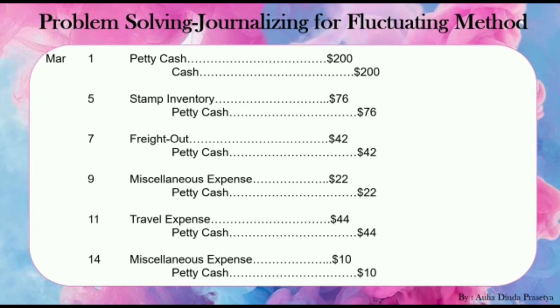US dollar. And March 7, the journal for freight out to petty cash amounting to 42 US dollar. So, for fluctuating method, the journal will be like chronological transactions. It will be journaled when the transaction happened in that day.